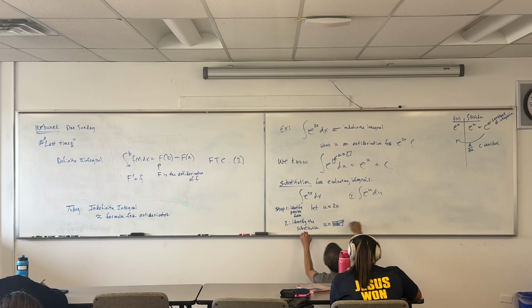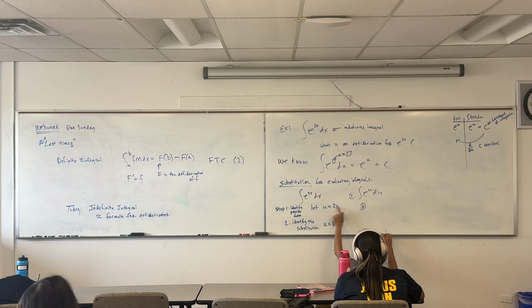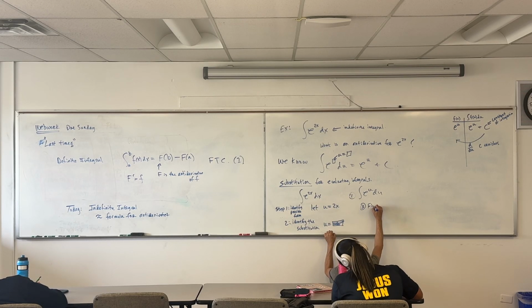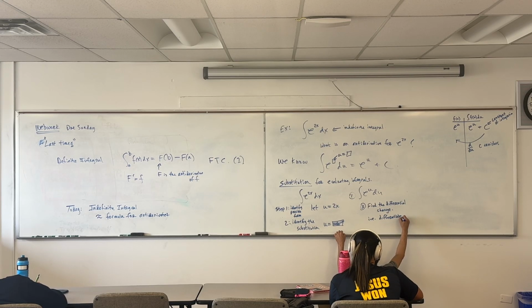Step three is we have to replace this guy to get a du. So step three is find the differential change. And this is where the real work gets done. You'll have to take a derivative here, i.e., differentiate your substitution.